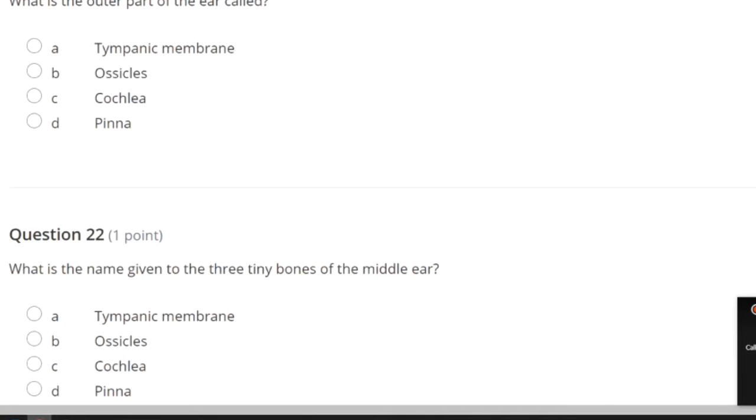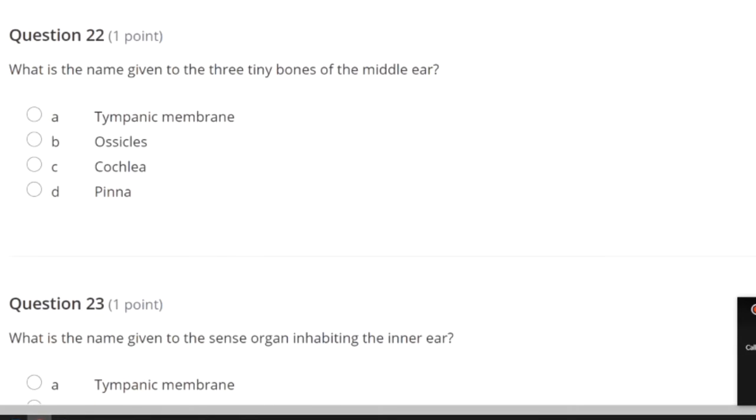Number 21. What is the outer part of the ear called? A, tympanic membrane. B, ossicles. C, cochlea. Or D, pinna. Well, the part that you can see is known as the pinna. Question 22. What is the name given to the three tiny bones of the middle ear? A, tympanic membrane. B, ossicles. C, cochlea. Or D, pinna. Those three tiny bones collectively are known as the ossicles.